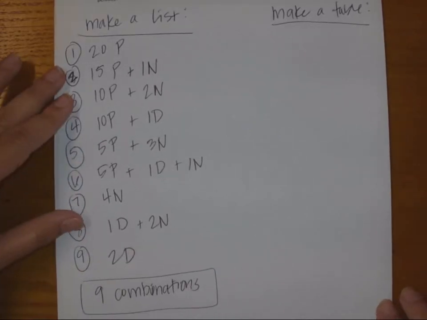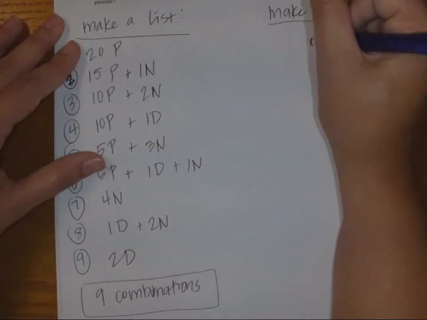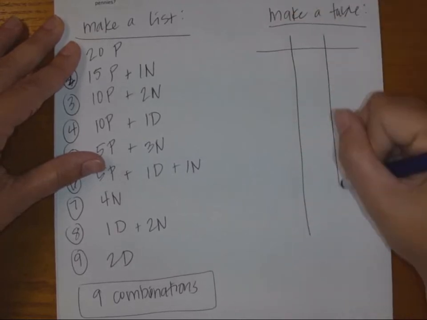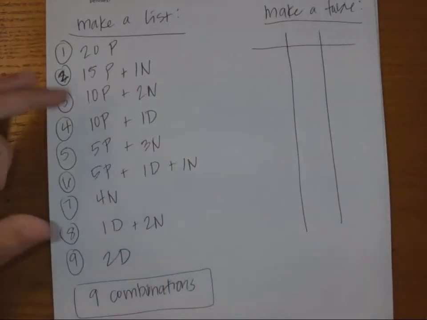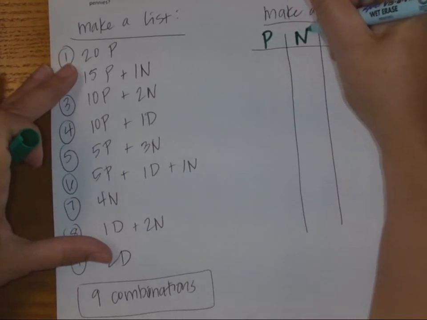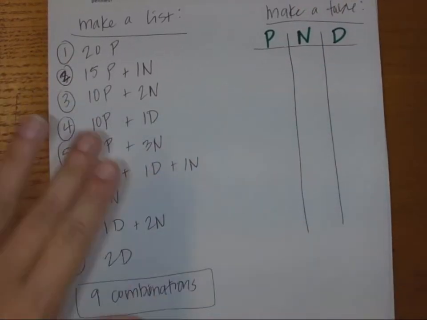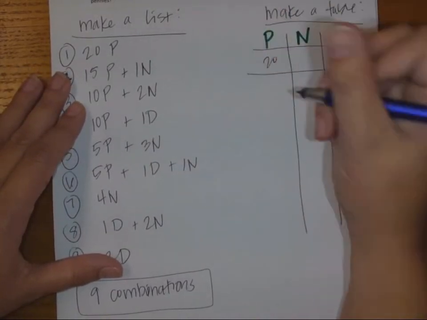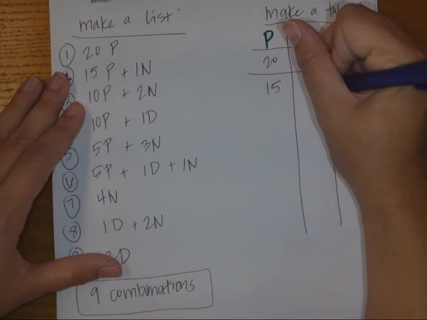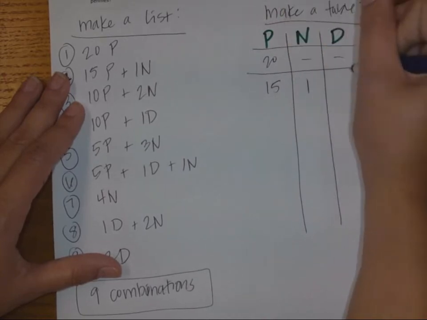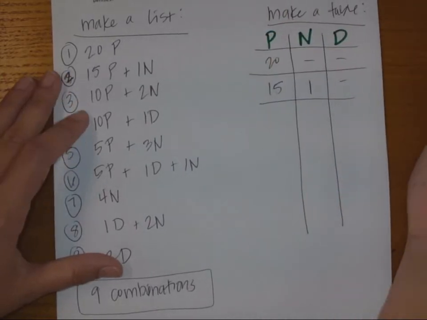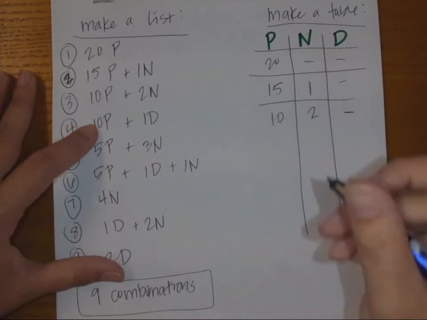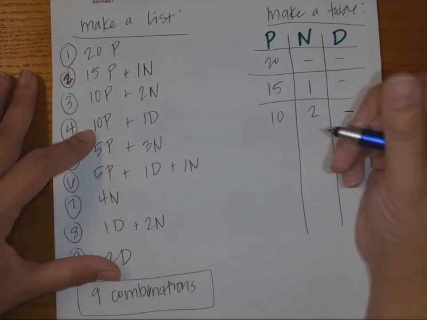Okay, so making a table is the same thing. It's just, I think it's a little less writing sometimes. So I'm going to say this is my penny column, this is my nickel column, this is my dime column. So I could make 20 cents with 20 pennies. I could also make it with 15 pennies and 1 nickel. So none, none, none. I could also do 10 pennies, 2 nickels, 0 dimes. I'm just basically copying this over to a table.